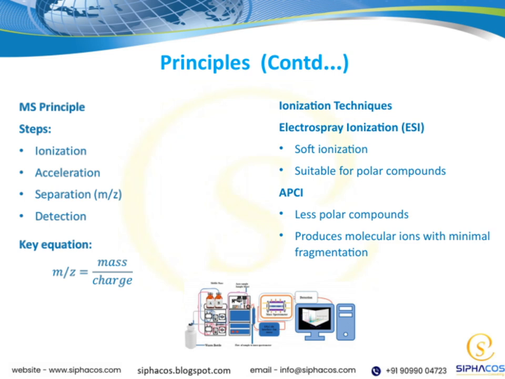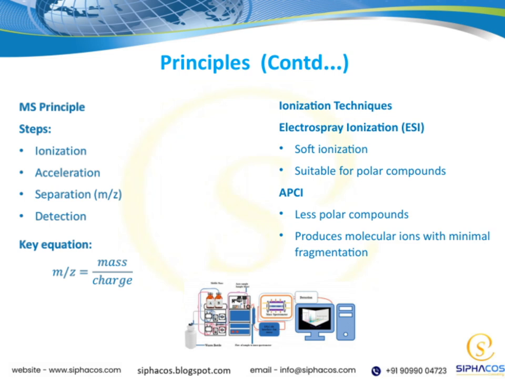Now, moving on to APCI, or atmospheric pressure chemical ionization. This method is better suited for less polar compounds. One of its key advantages is that it produces molecular ions with minimal fragmentation, so you get a clear picture of the molecular weight without a lot of breakdown products cluttering the spectrum.